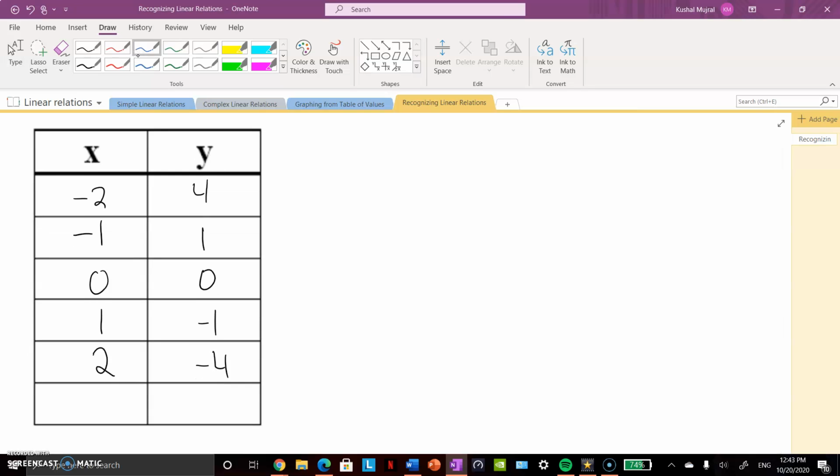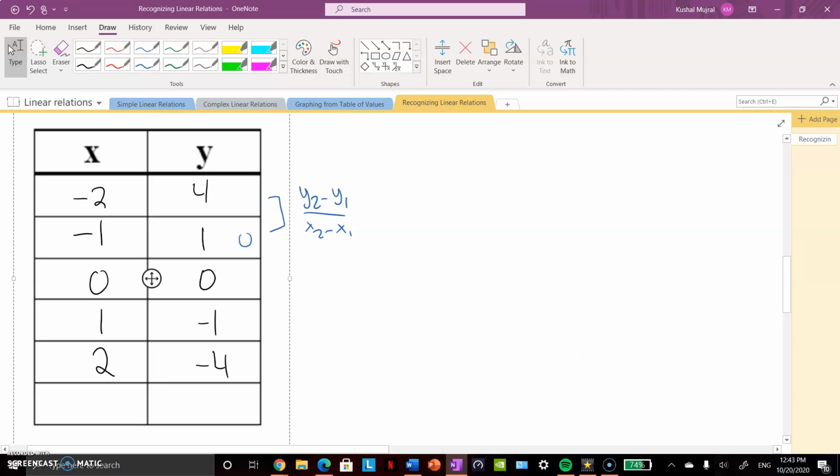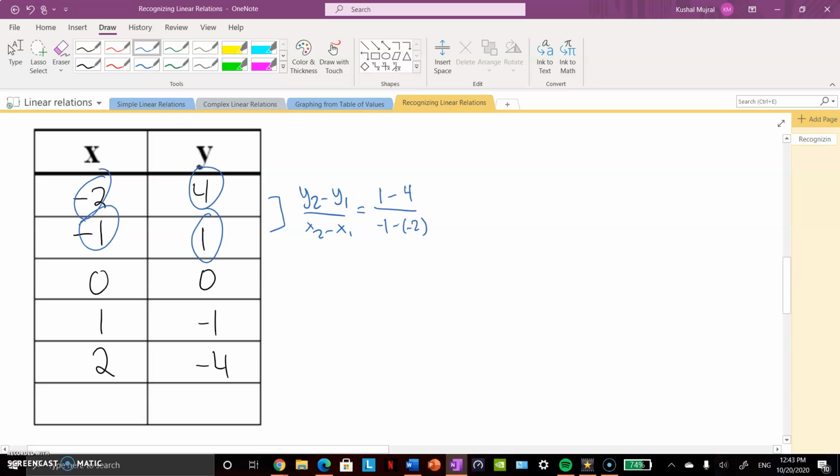Let's take a look at this one now. Start with y2 minus y1 over x2 minus x1. Y2 here is the second one, which is 1, minus y1, which is 4, over x2, which is negative 1, minus x1, which is negative 2. If you didn't catch that, I'm talking about these numbers over here. We're looking at the change between those numbers, so that becomes negative 3 over negative 1 plus 2, which is negative 3 over 1, which is negative 3. So m equals negative 3 here.